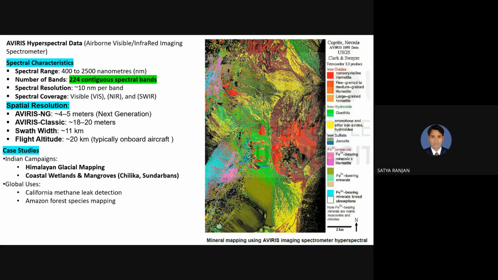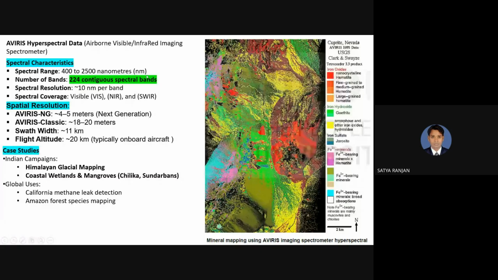Then one of the current high resolution hyperspectral images is AVIRIS hyperspectral data, that is Airborne Visible and Infrared Imaging Spectrometer. This is the airborne image. It is not a satellite image. So that's why its resolution is very high. Its spectral range is 400 to 2500 nanometers, and the number of bands present is 224 bands.